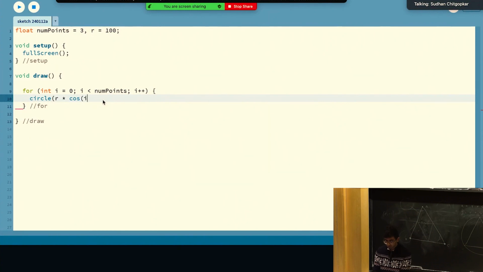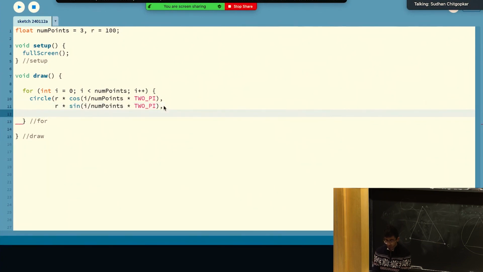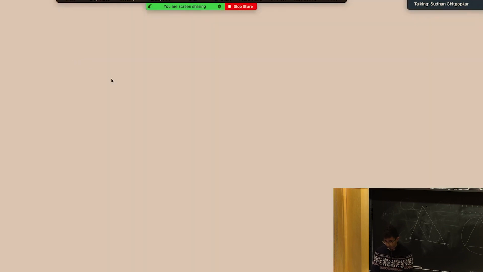And so the way that we can do that is just i divided by num points, and that's going to give us a fraction that goes between 0 and 1, times 2 pi. That's going to be our x value. The y value should be the exact same, except with sine. And we will give this circle maybe just a diameter of 10. Let's go ahead and plot that, see if we get what we're looking for.